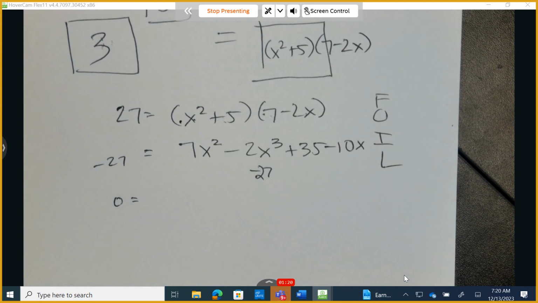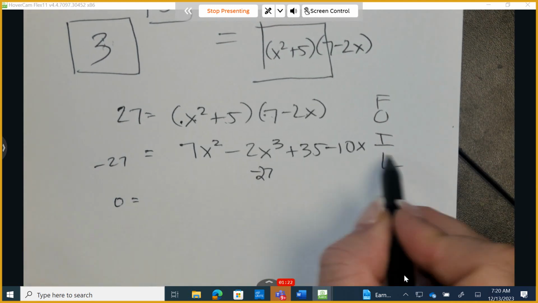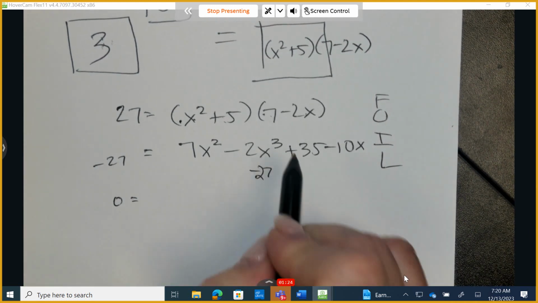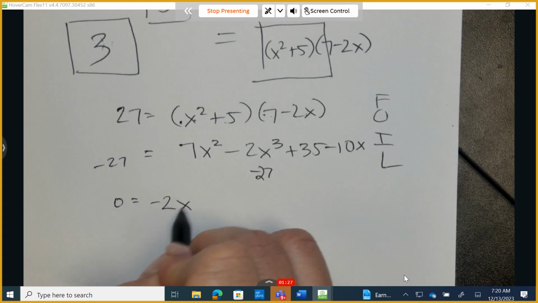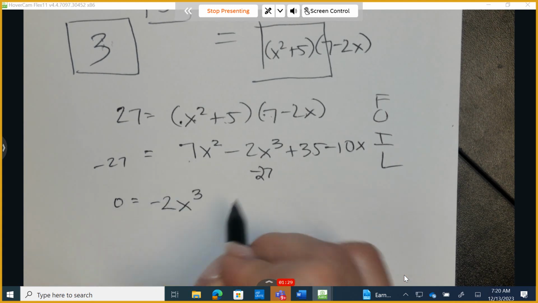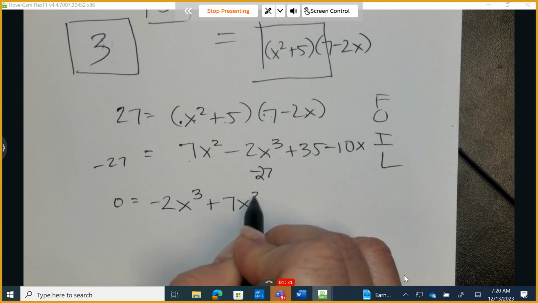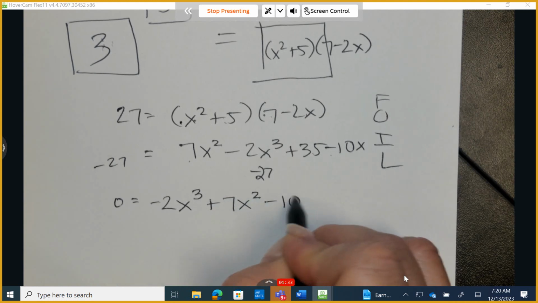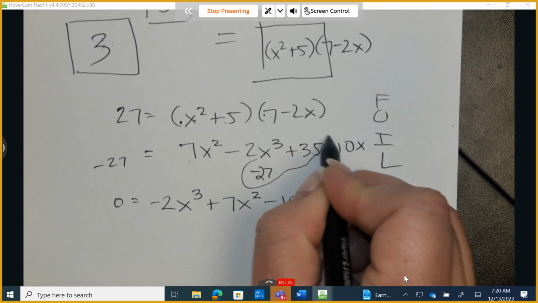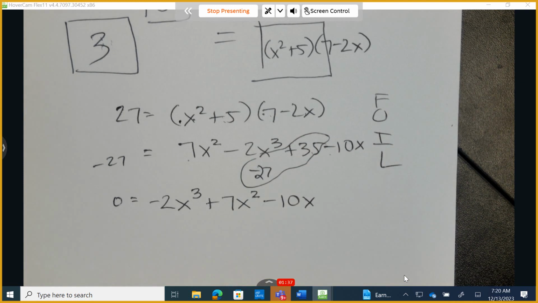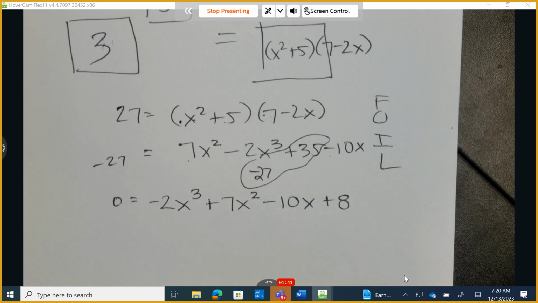Now let's take a look at the right-hand side. I'm also going to write this in standard form. So negative 2x to the third plus 7x squared minus 10x, and the only two terms on the right I can combine would be a negative 27 and a positive 35, which equals positive 8.